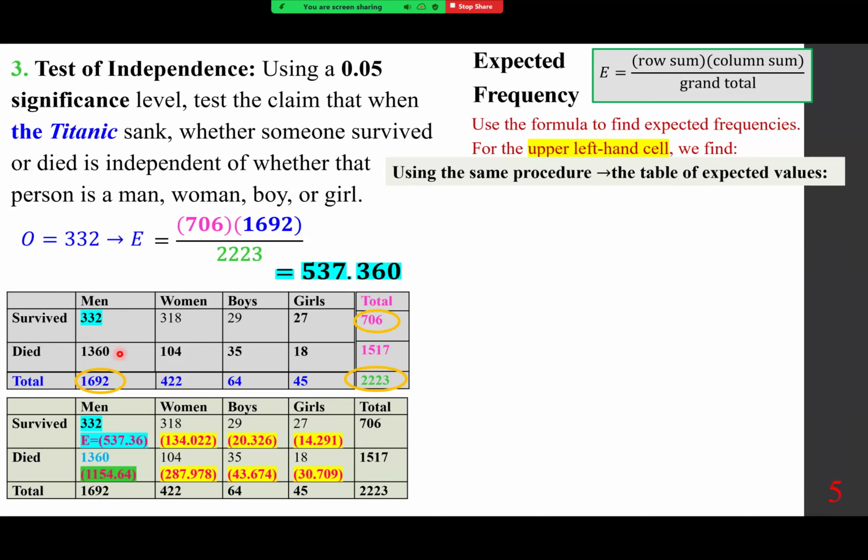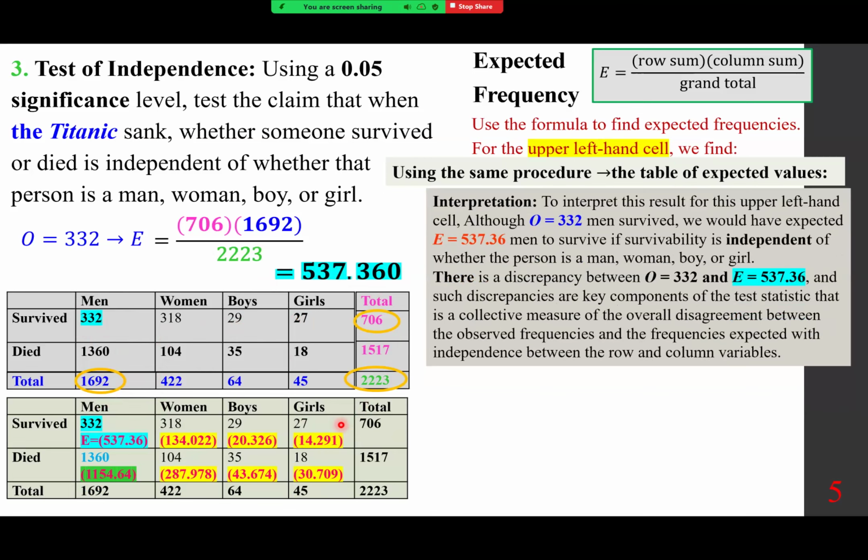every cell. But for 332, we showed the process. Again, you don't have to do it by hand, but it is important to see how it's done. More importantly, the meaning that I mentioned. So let me go over that.